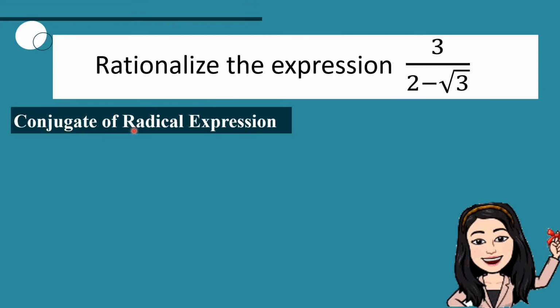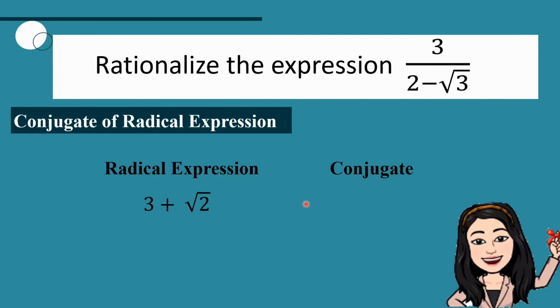We need the conjugate of the radical expression. So, what is this conjugate? If we have a radical expression and its conjugate, meaning if our binomial is 3 plus square root of 2, we will just get its opposite operation. What is the opposite operation of plus? That would be subtraction. So, the conjugate of 3 plus square root of 2 is equal to 3 minus square root of 2.